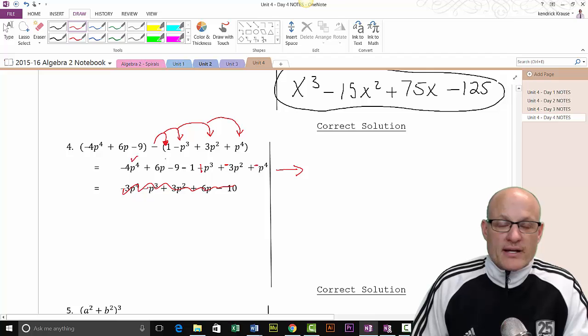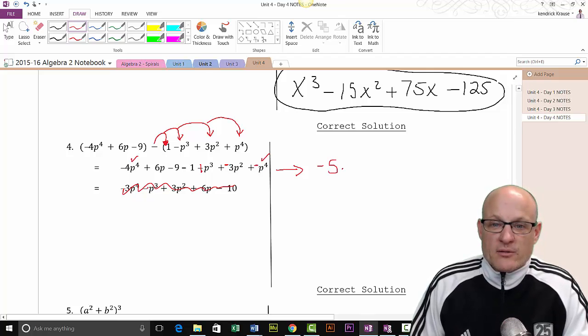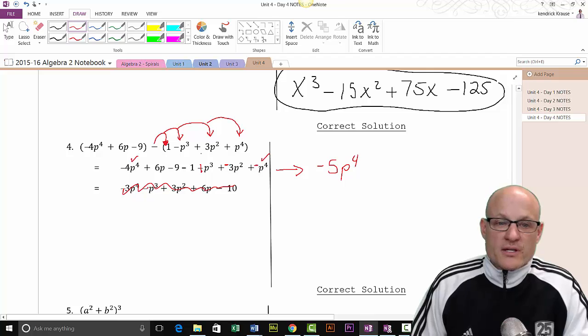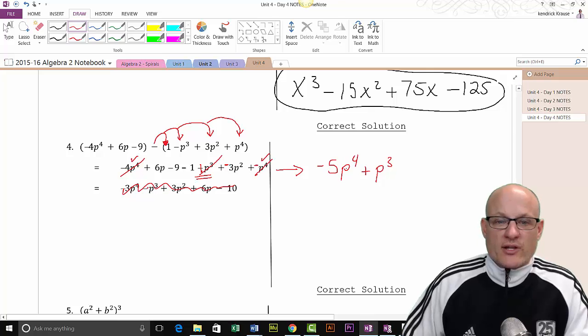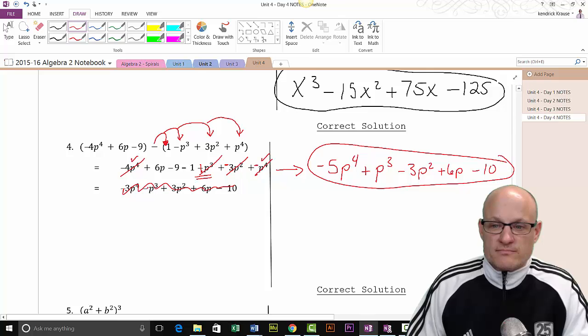Now I've got a minus p to the 4th and a minus 4p to the 4th and minus 1p to the 4th. So that makes minus 5p to the 4th. And then the cube should come second. So that's plus p cubed. The squared should come next. So that's minus 3p squared. And then the 6p should come next, so that's plus 6p, and then minus 10. And then that would be the final answer.